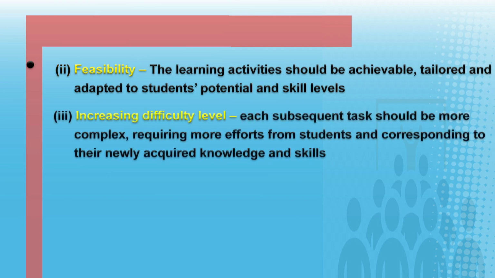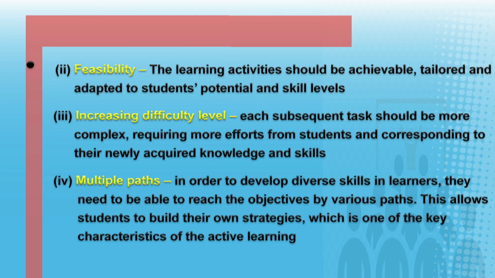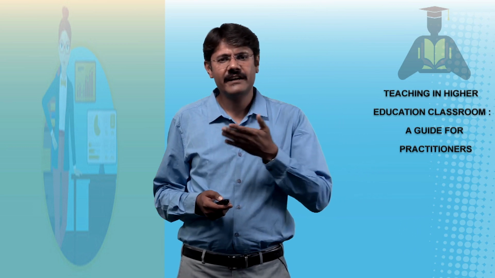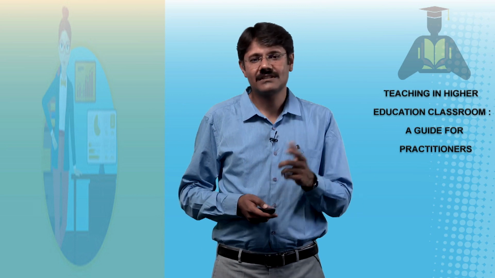Increasing difficulty level: if I perform something, the next activity or the next set of tasks would be more challenging, or the complexity level would be higher, the way we have in video games, with multiple paths. In order to develop diverse skills in learners, they need to be able to reach the objectives by various paths. This allows students to build their own strategies, which is one of the key characteristics of active learning. That is what I said: do not give them a predefined path, let them find their own path. This is the innovation they are going to do.